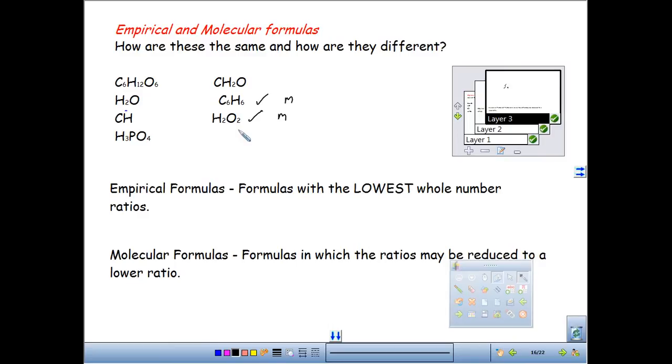CH2O1. This can't be reduced down anymore. This would be an empirical. Sucrose or fructose. This would be molecular. Water. Definitely empirical. So typically our job then is to say, given the data, how in the world would we even begin to calculate these?